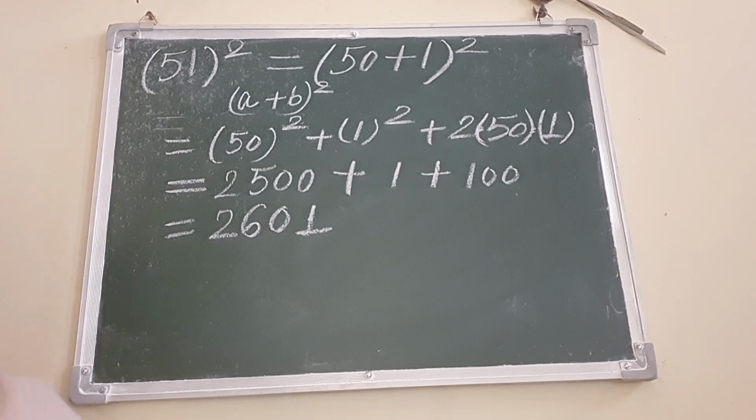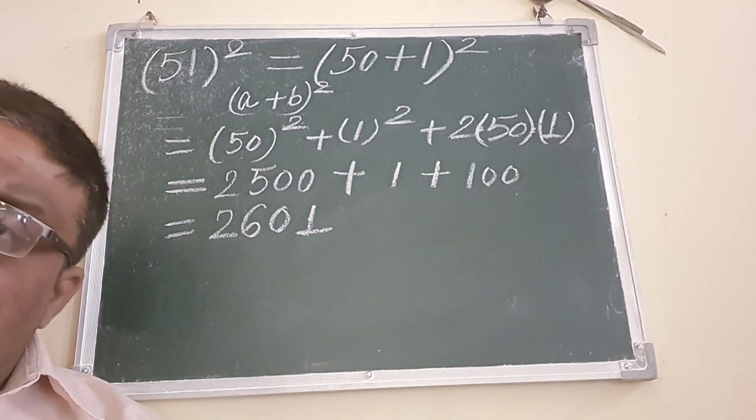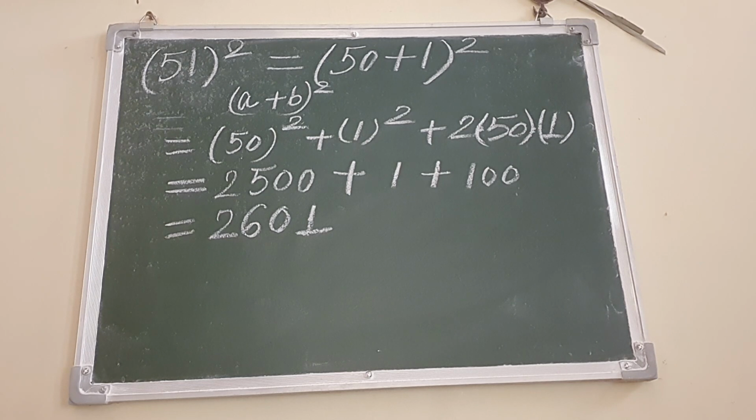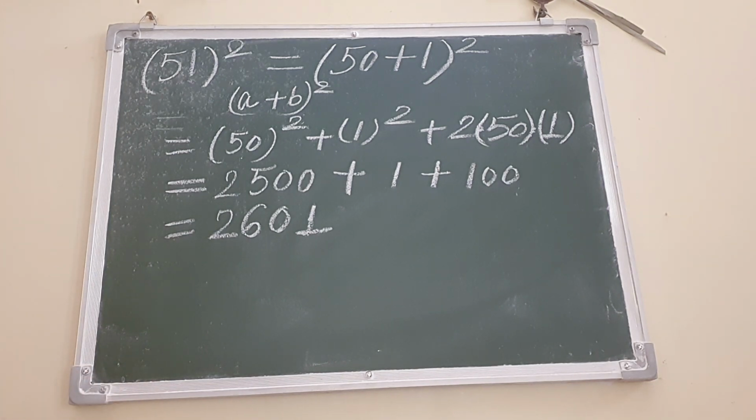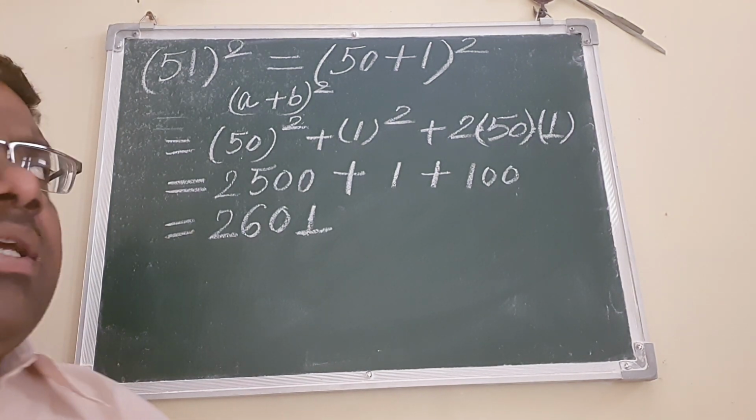So we are going to understand this question once more. Here we are trying to find out the square of 51 using the identity. So we can write 51 as 50 plus 1 whole square, so the value doesn't change. It becomes a plus b whole square, identity a square plus b square plus 2ab. So we can write it as 50 square plus 1 square plus 2 into 50 into 1.